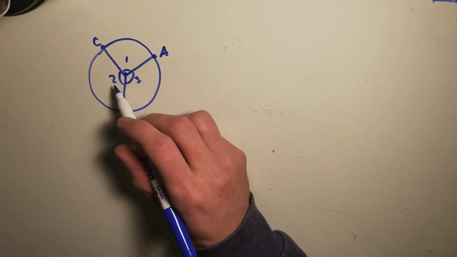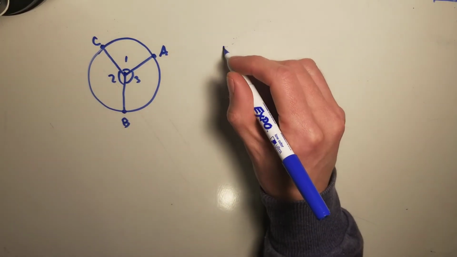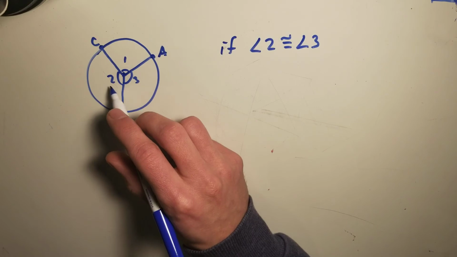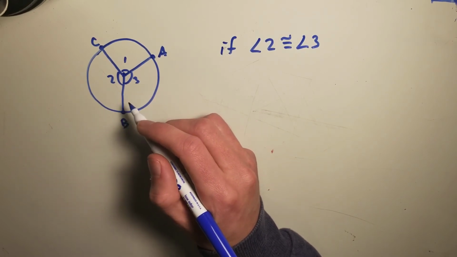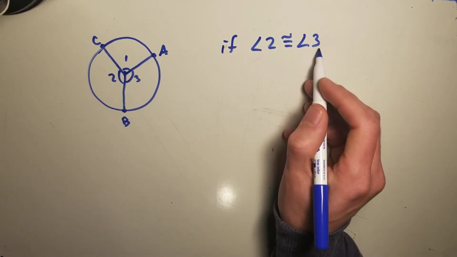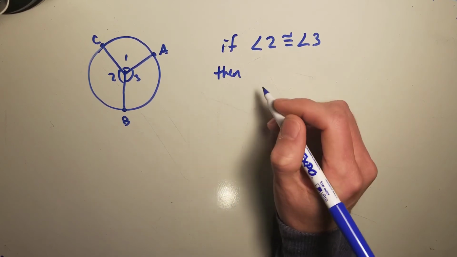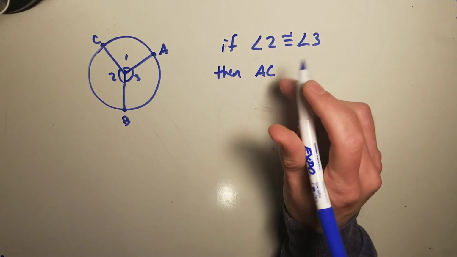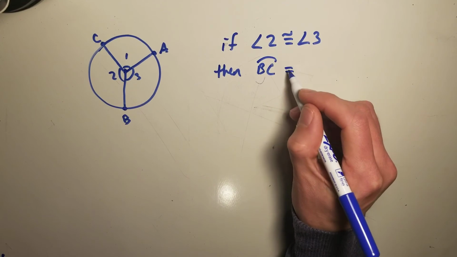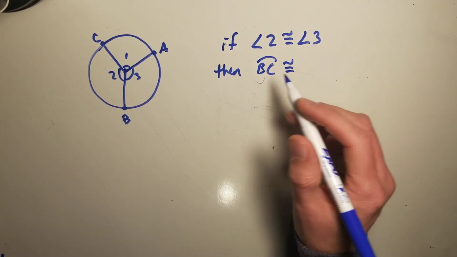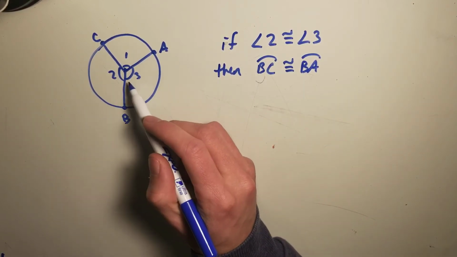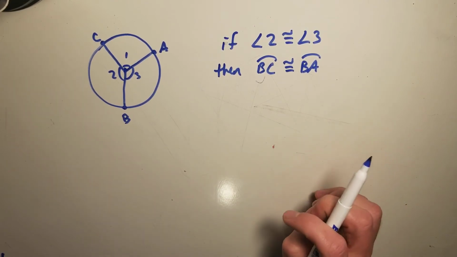If we know that angle 2 is congruent to angle 3 here, then we know the arcs are both congruent as well, the arcs formed by those central angles. So if angle 2 is congruent to angle 3, then we're going to know arc BC, this arc right here, is going to be congruent to arc BA, or AB. So if the central angles are congruent, then the arcs will be congruent as well.